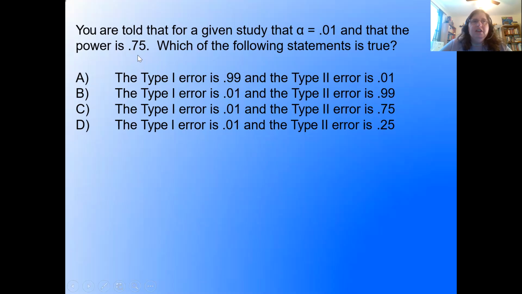Now, power plus type 2 error is 1. So 1 minus power is type 2 error, or 1 minus 0.75 or 0.25 is type 2 error. So the answer is D. The type 1 error is 0.01 and the type 2 error is 0.25. Okay.